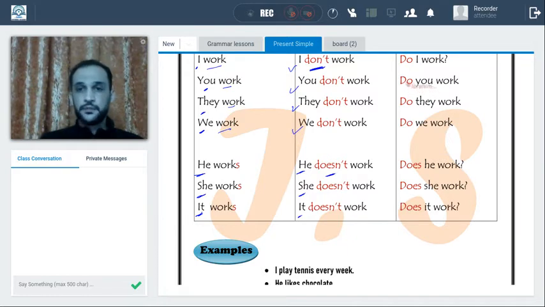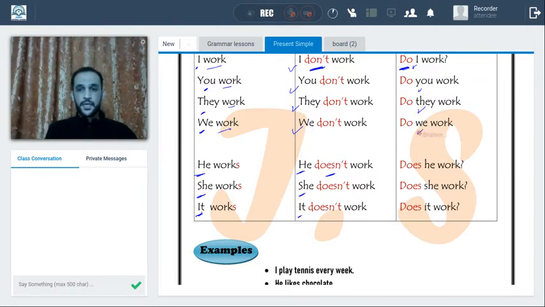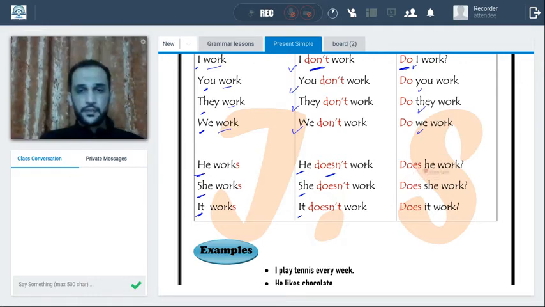If you want to make a question, I use do when the subject is I, you, they, and we. And I use does when the subject is he, she, and it. As you can see in these examples, do I work? Do you work? Do they work? And do we work? With he, she, and it, I say, does he work? Does she work? Does it work?